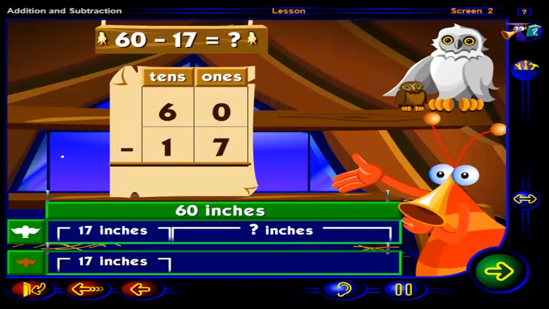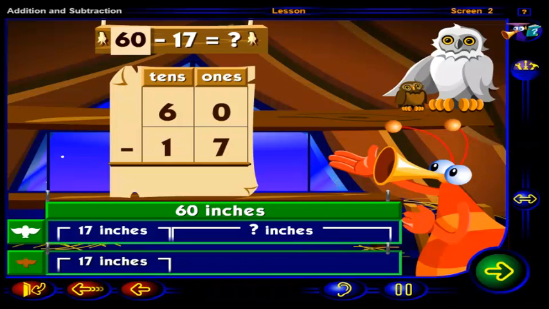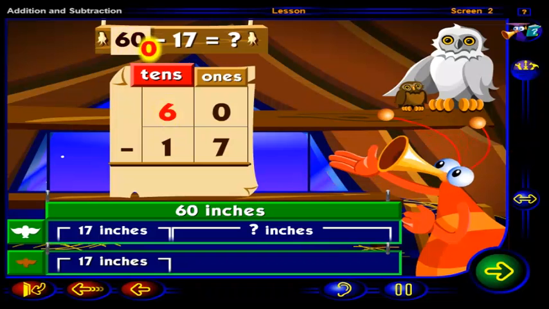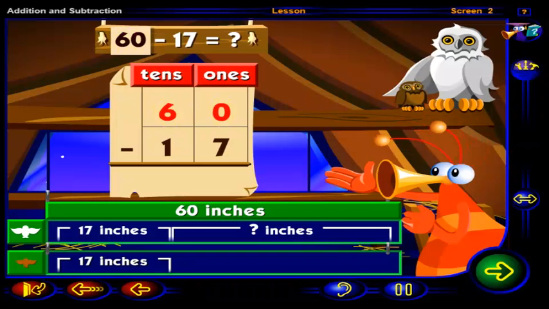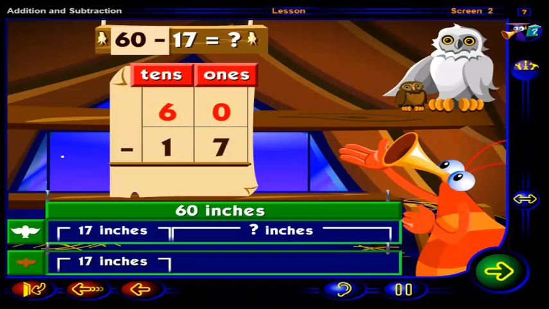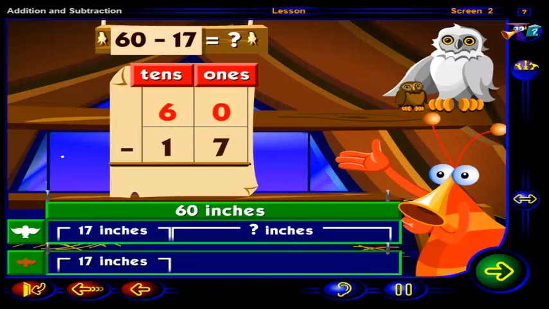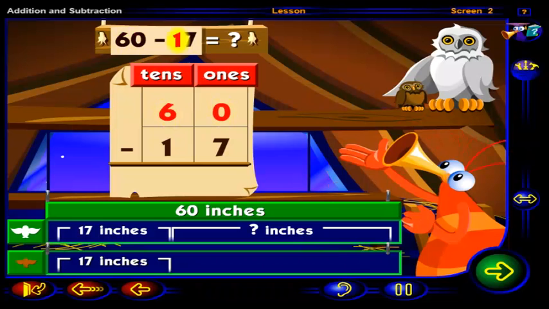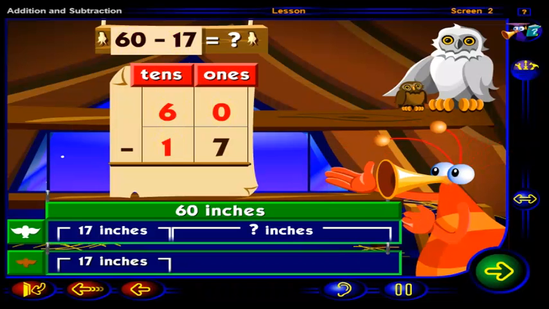The number we are subtracting from is 60. So the digit 6 goes in the tens place, and the digit 0 goes in the ones place. The number we are subtracting is 17. So we place the digit 1 in the tens place here, and the digit 7 here.